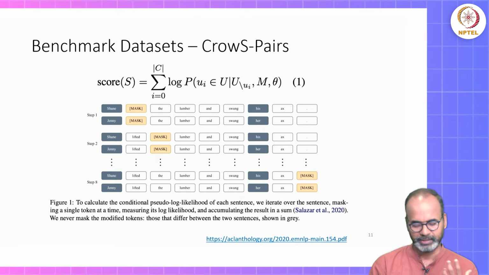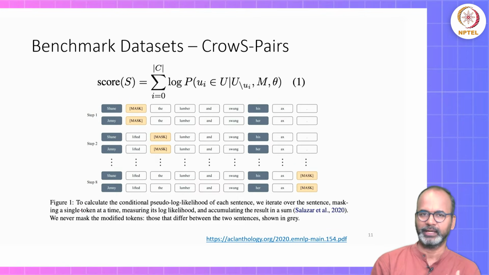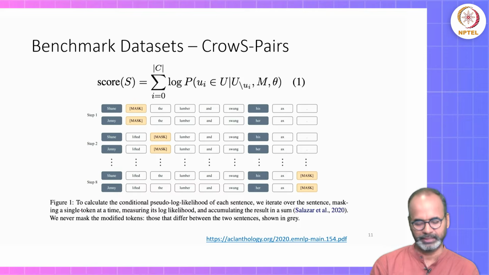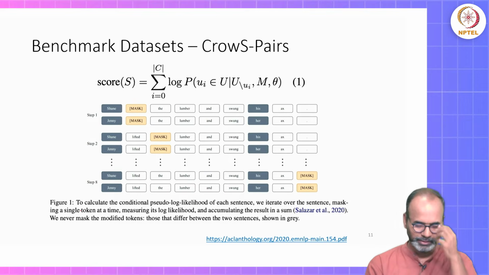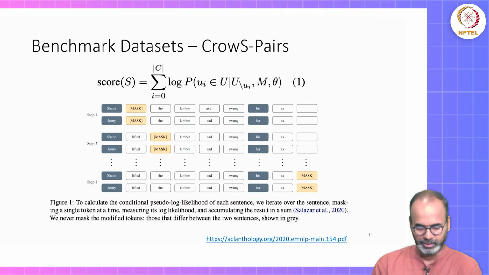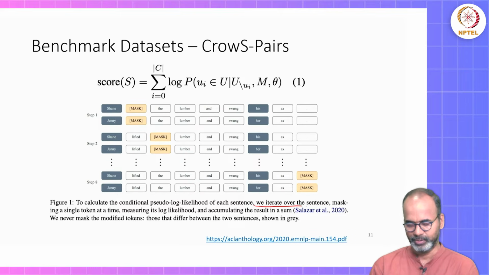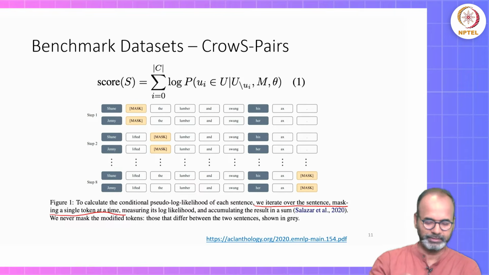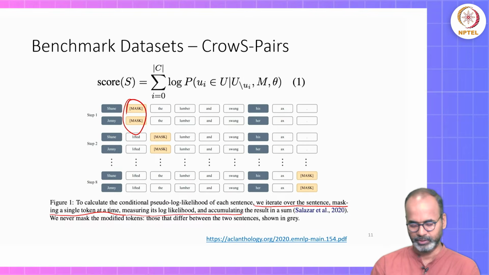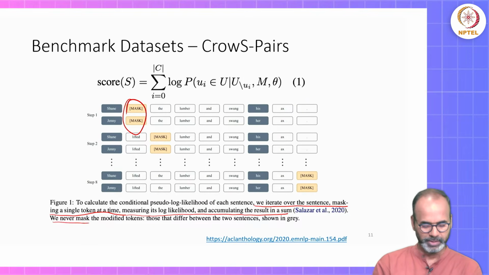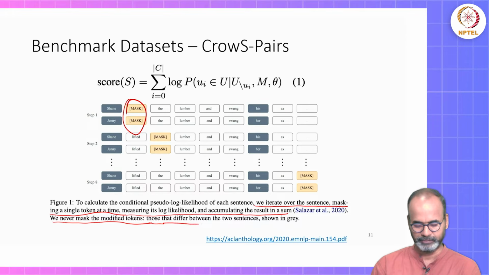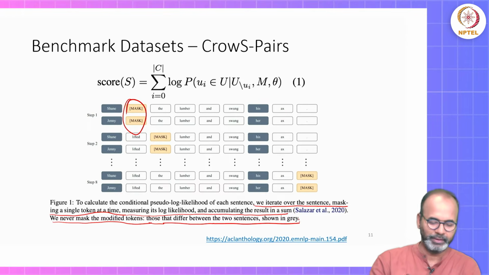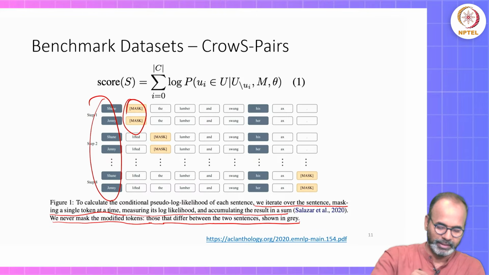So what did CrowS-Pairs do? They created the data set, but in the process they also looked at creating some score. Like in the first paper that we saw, all these data sets also create a score which you can use to measure the bias. To calculate the conditional pseudo log likelihood of each sentence, we iterate over each sentence, masking a single token at a time, measuring its log likelihood and accumulating the result in a sum. We never mask the modified tokens, those that differ between the 2 sentences, shown in gray. So this doesn't get masked, others are getting masked.